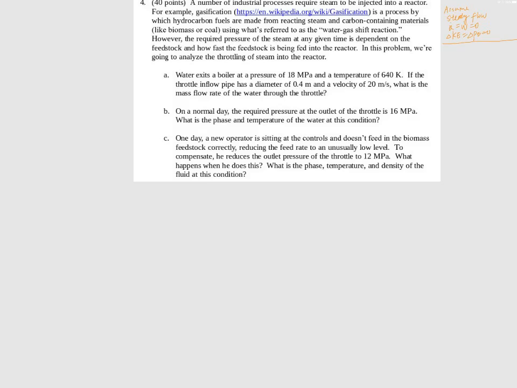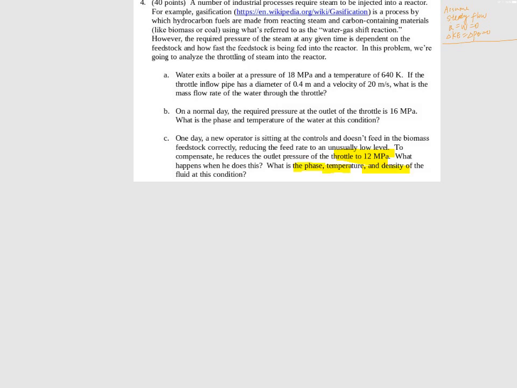Hi everyone, today we're going to continue our discussion on throttles. So this is homework number 8, problem 4, part C. This part C is actually very similar to part B. Instead of using 16 megapascal, in this case, because this operator didn't operate this throttle correctly, in order to compensate for this mistake, he reduced the outlet pressure of the throttle to 12 megapascal. So we were asked to solve for the phase, temperature, and density of the fluid at this condition.